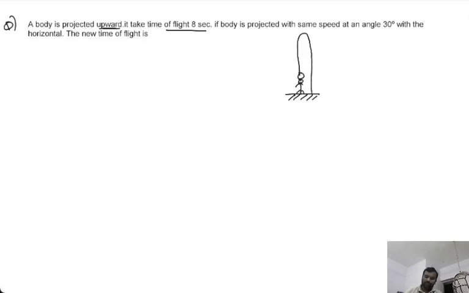In time of flight, observe the next different question. A body is projected upwards. It takes a time of flight of 8 seconds. So here a person throws a ball vertically upwards until it reaches the ground. The time of flight taken is 8 seconds. You know the time of flight formula is 2u divided by g. So 8 is equal to 2u by g.